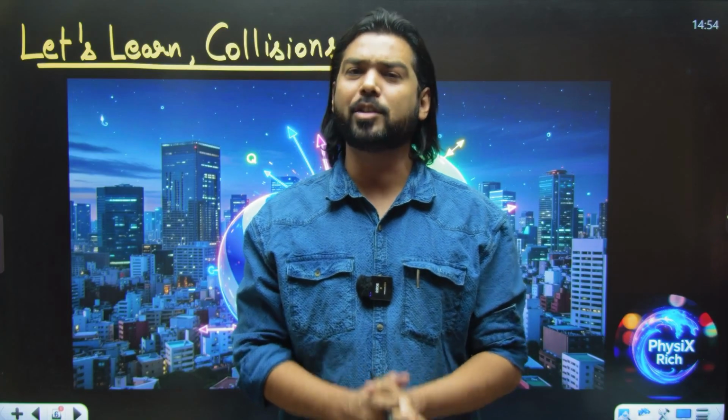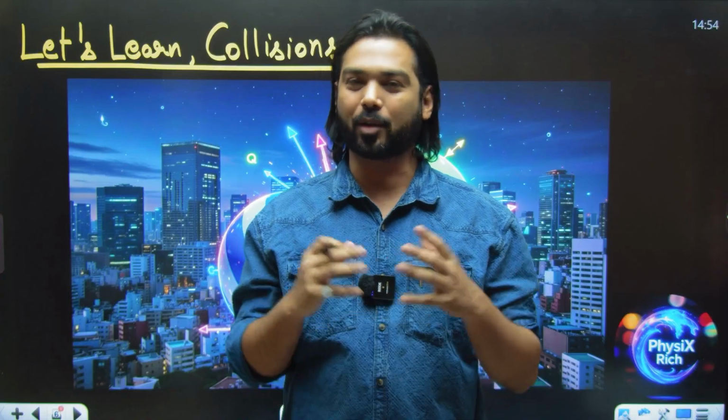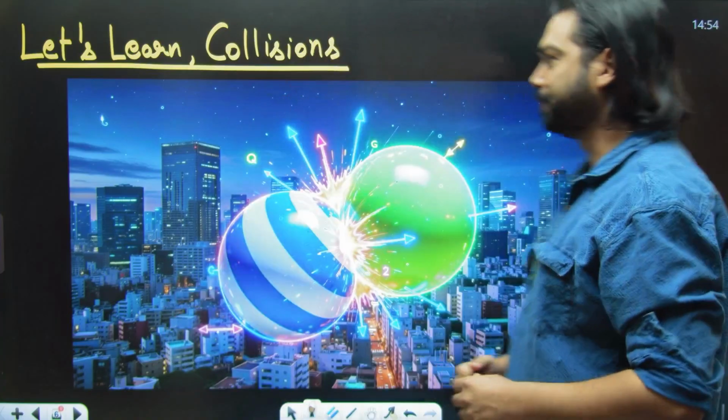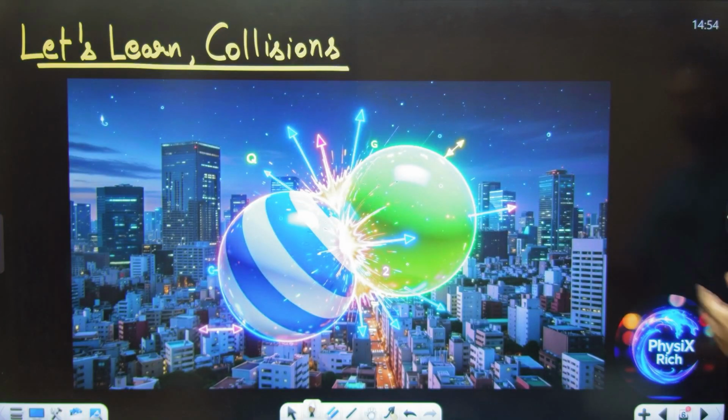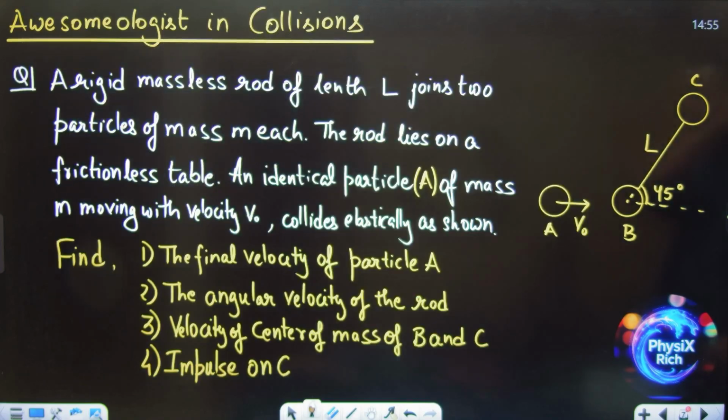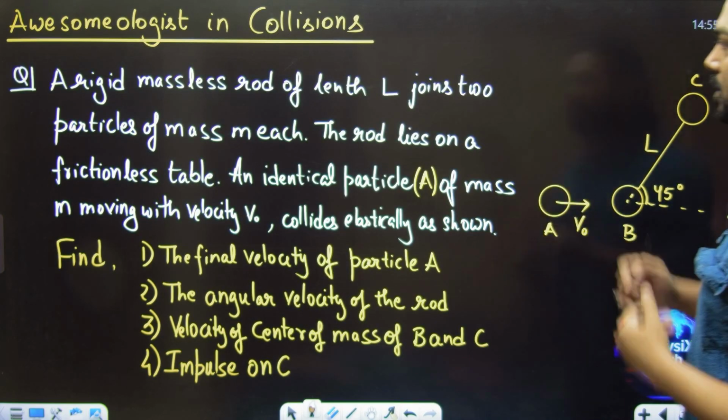Guys, today we are doing collisions, and I'm going to teach you a very beautiful problem in collisions. This is the Awesomeologist series directed towards mastering your concept application in collisions. So, guys, let's look at the problem. Here you can see a beautiful imagery of two balls colliding with each other, and this is the problem.